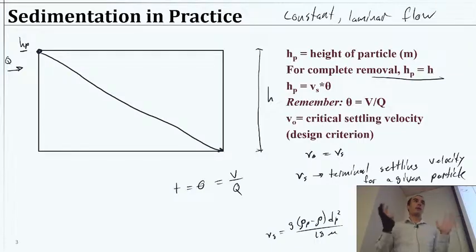So if you get confused at all, remember that the V naught here we're designing. That's the design criteria for a given reactor. And if we are taking some specific particle that we're trying to remove, then we design it accordingly. Okay, so yeah.